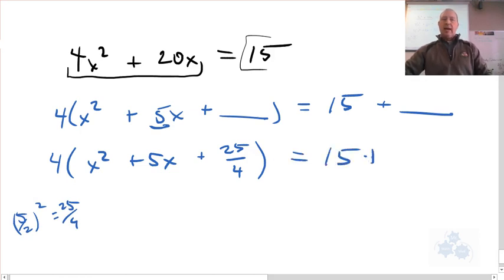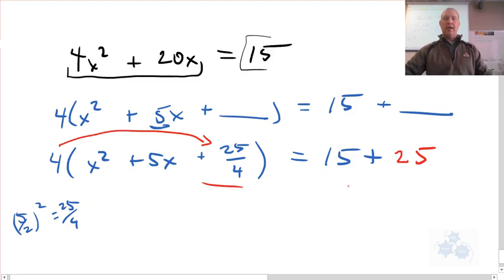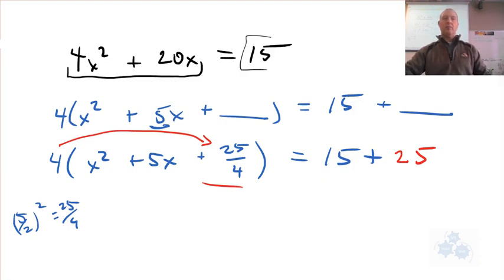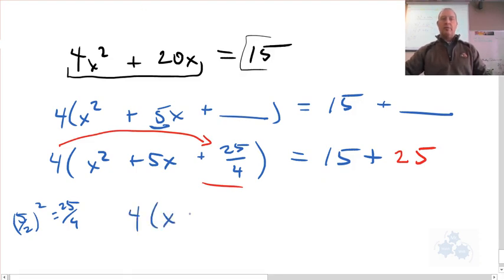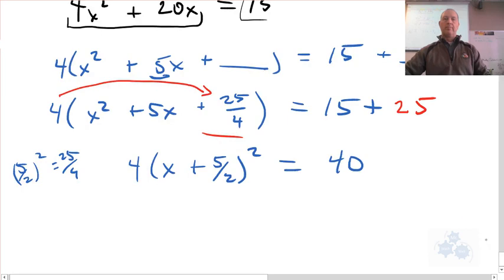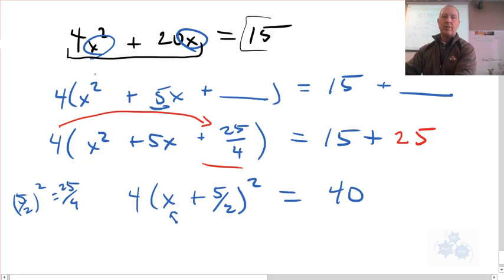So that's 15, and I have to add, what did I actually add to this side by putting that there? Well, I actually added 4 times that. So that's actually 25, so I'm going to add 25 to both sides. Now this becomes x plus 5 over 2, all squared, equals 40. So that's completing the square. Solving by completing the square is now going ahead and solving for x. You see here, x was in two different spots. We can't isolate for x when x is in two different places, unlike terms.